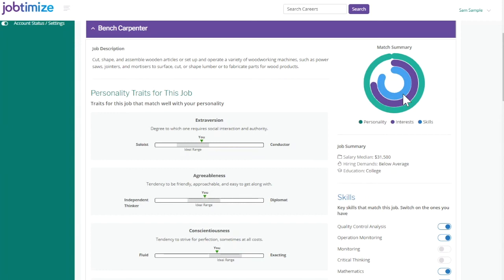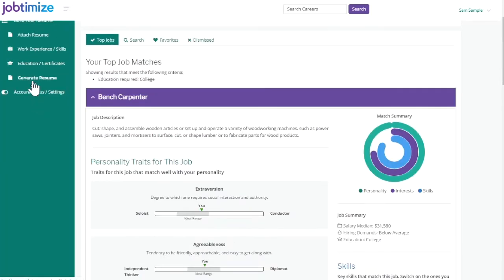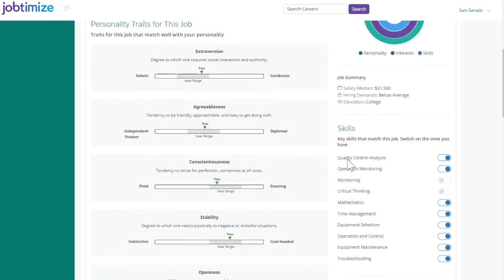There are two ways. One is when you set up your account and you tell the system what jobs you've had in the past, it is going to look up the skills that those jobs require, assume you have them, and add them to your skills list. So that's where some of these come from.